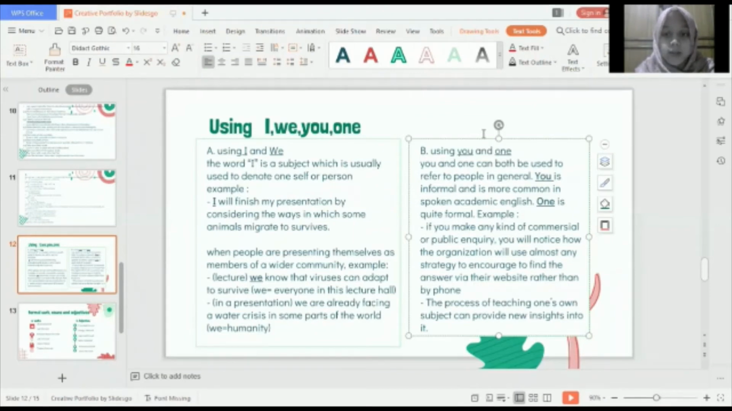You and one can both be used to refer to people in general. You is informal and is more common in spoken academic English. One is quite formal. For example, if you make any kind of commercial or public inquiry, you will notice how the organization will use almost any strategy to encourage you to find the answer via their website rather than by phone. The process of teaching one's own subject can provide new insight into it.